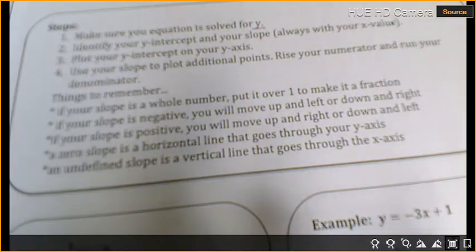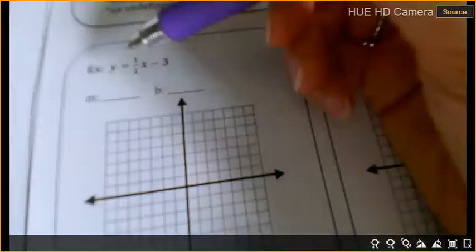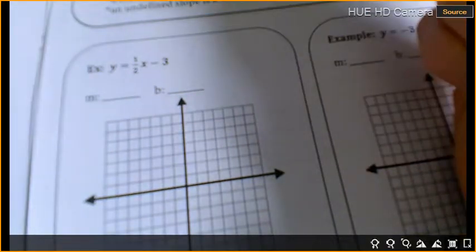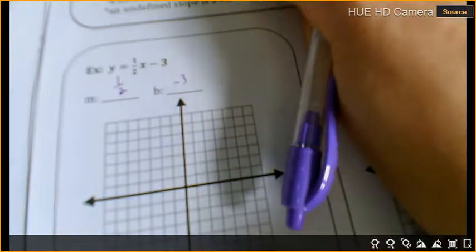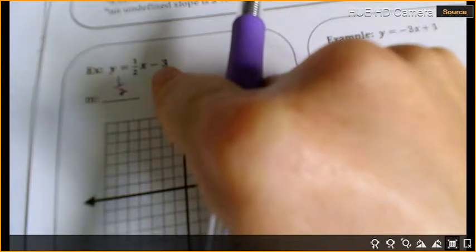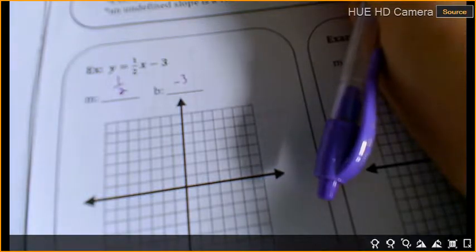Okay. Let's look at this first one right here. What is my slope for this one? Y equals 1/2 x minus 3. 1/2 is my slope. What is my y-intercept or my b? So, first, our equation is solved for y. We identified our y-intercept and our slope. Step 3 is to plot your y-intercept.